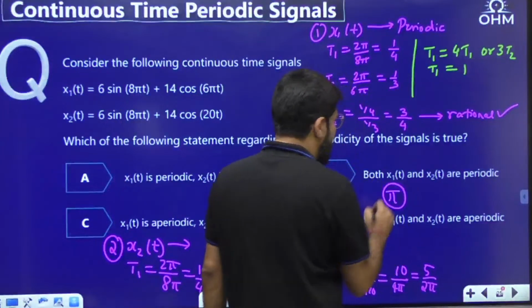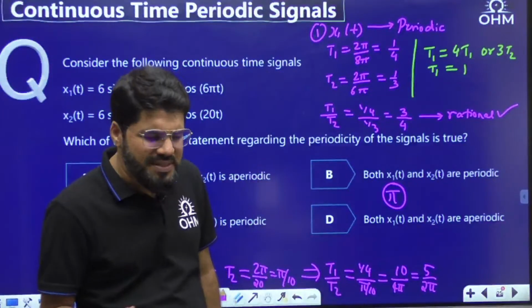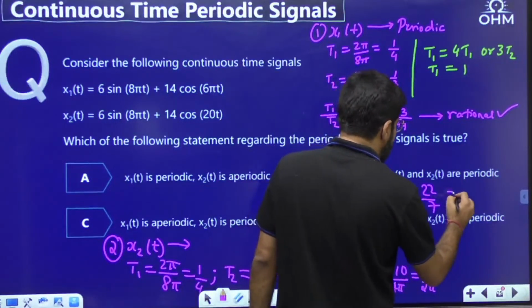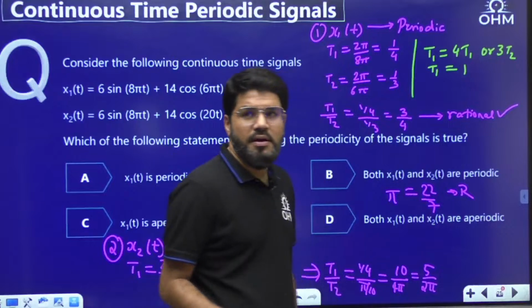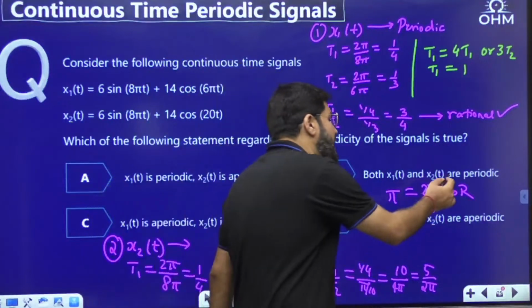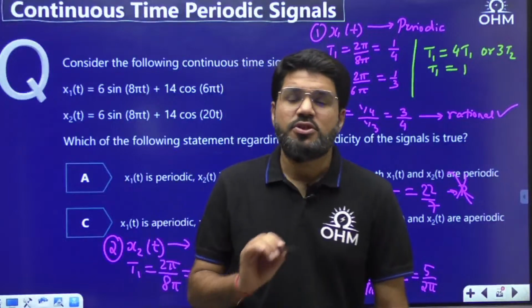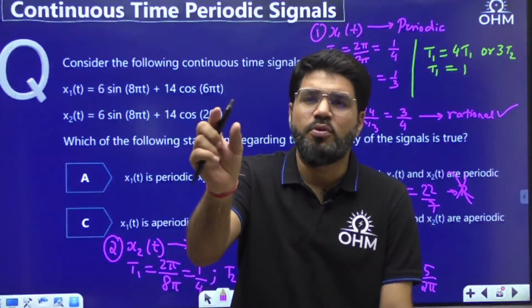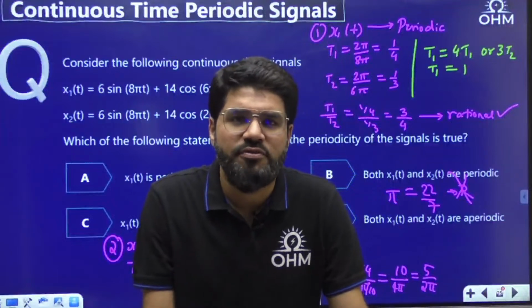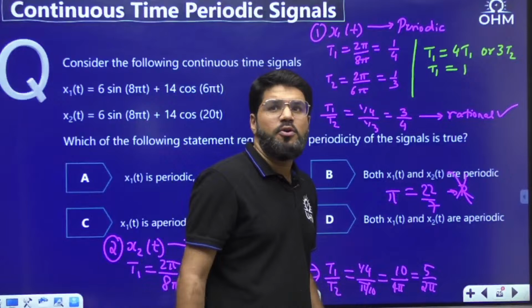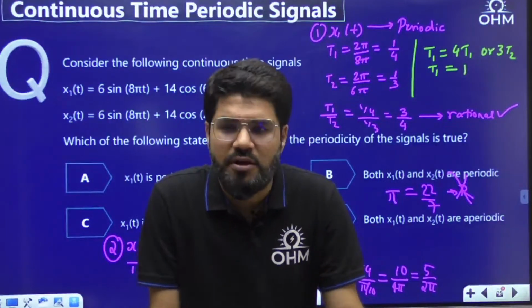Is pi a rational number? Some of the students get misled and say yes, pi equals 22 by 7 and hence this can be taken as a rational number. But no dear, 22 by 7 is the approximate value of pi. It is not the perfect value of pi. They match up to 3 to 4 decimal places, but will not match for all decimal places. So pi equal to 22 by 7 is just an approximation, not the true value.